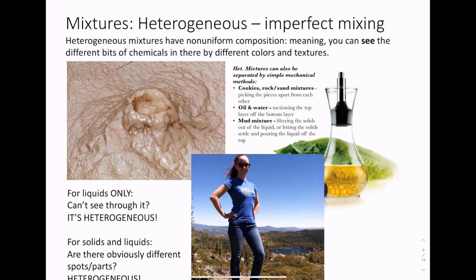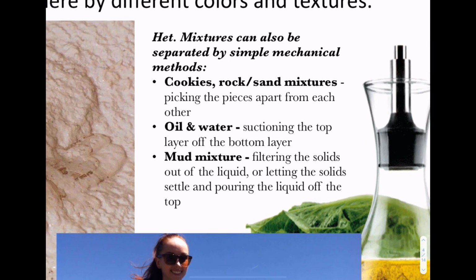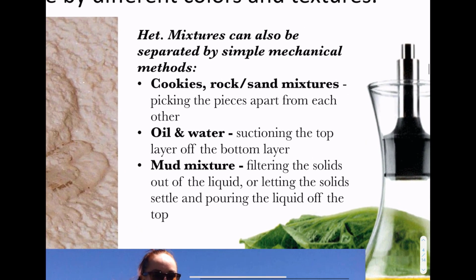Heterogeneous mixtures can be separated by simple mechanical methods. And what do I mean by that? Well, here's some examples. So let's look at the examples that we've made, like cookies and rock and sand mixtures. You can separate the components of a rock and sand mixture by just picking the rocks out of the sand. And even in grains of sand, if you've looked at a sample of sand, some sand particles are different colors than other sand particles.